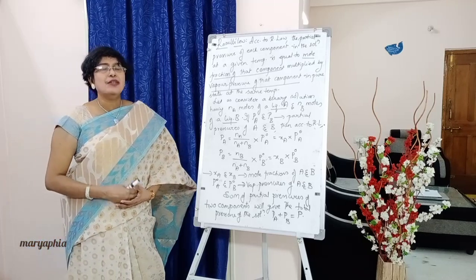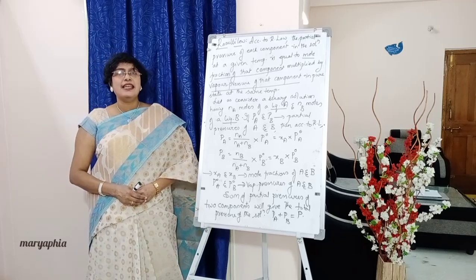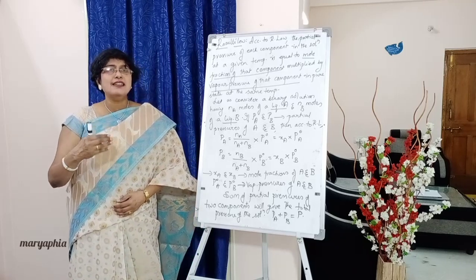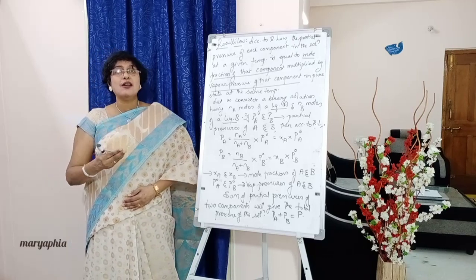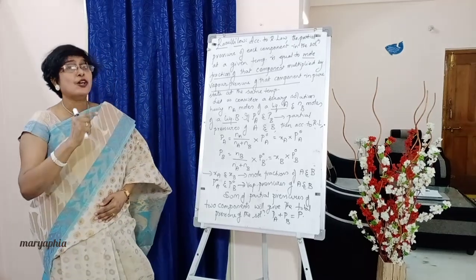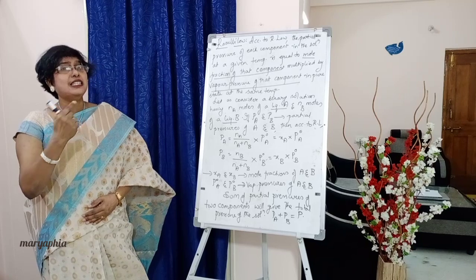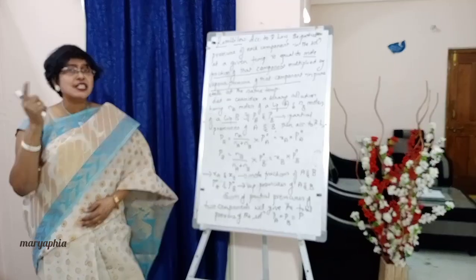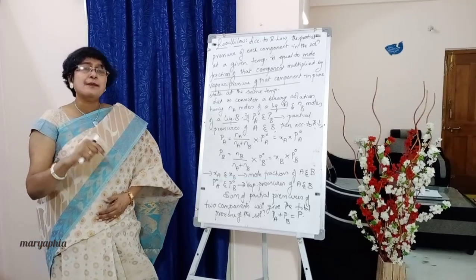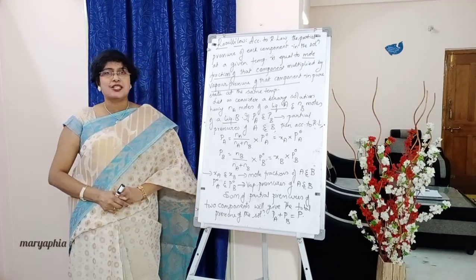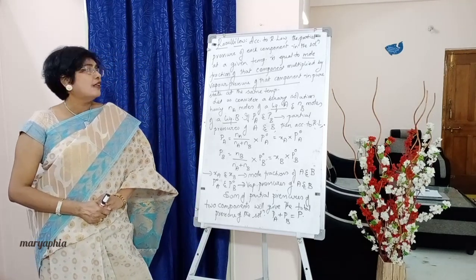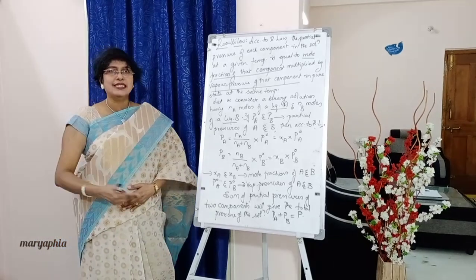Okay, so whichever partial pressure we are taking, we should consider that component only. We will not change the component. Partial pressure of each component is equal to mole fraction of that component multiplied by vapor pressure of that component at the same temperature.